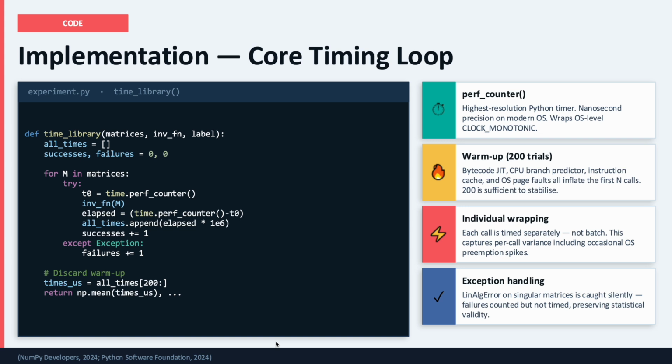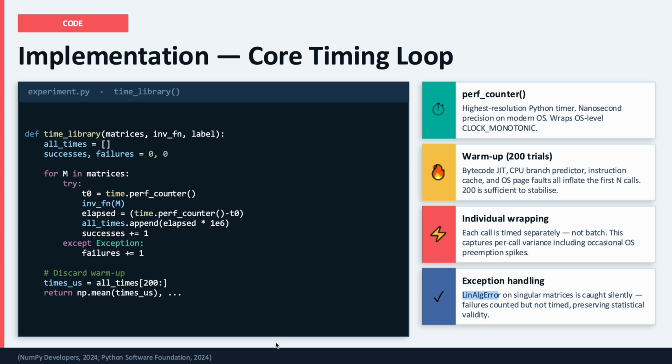So the core function was called time library, and it took the list of matrices, an inversion function, and a label. The timing loop is deliberately simple. For each matrix, we record the time using the perf counter before the call. Then we execute the inversion, and again we use the perf counter to record the time afterwards. After recording, we convert each time into microseconds and put them in a list. Any exception was thrown away if it was not a singular matrix.